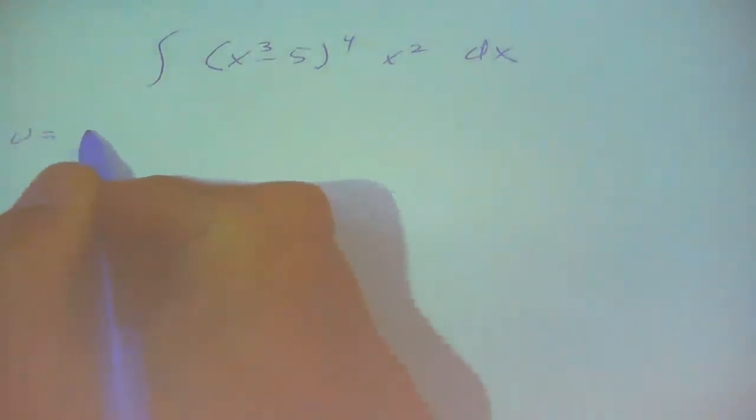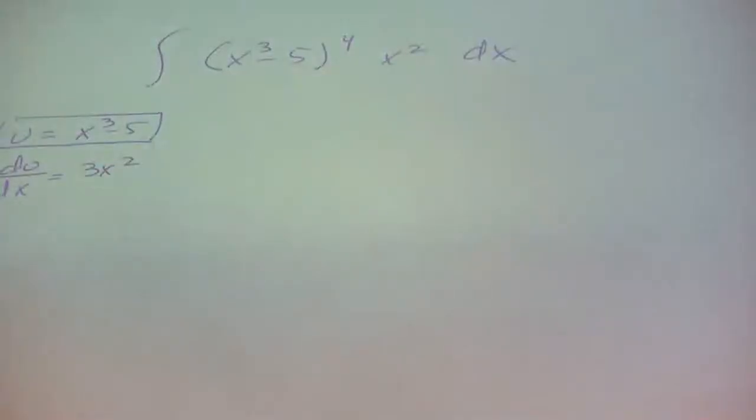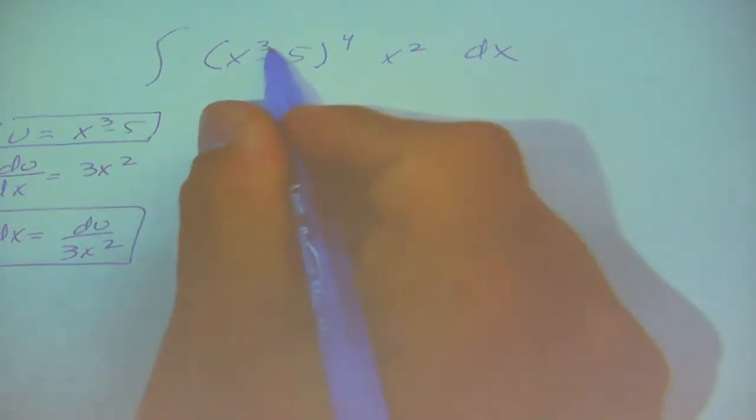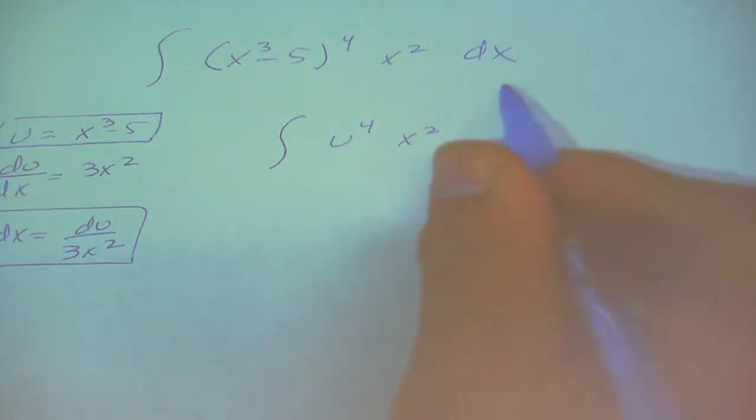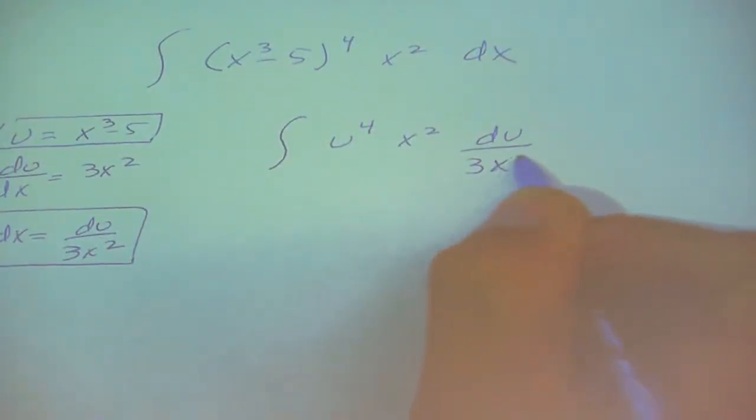All right, so what is u going to be? x to the third minus 5. So the derivative of u with respect to x is 3x squared. We know it's going to end up being dx equals du over 3x squared. Questions so far? When I do my substitutions, instead of x cubed minus 5, that's going to be u to the 4. I still have the x squared, and then dx is going to be du over 3x squared.